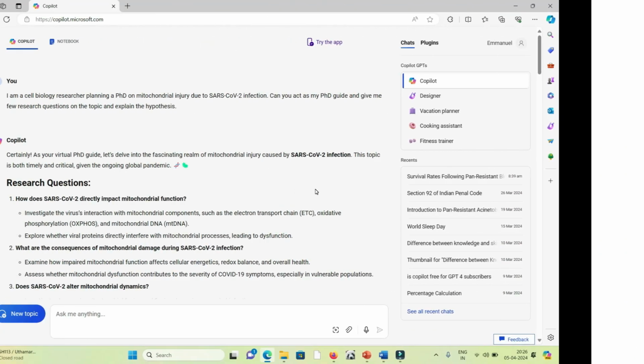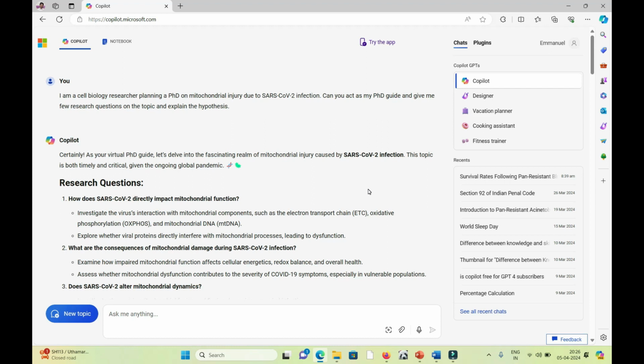Now we are into the COPILOT. So I've actually logged in. You can see my name in the top corner. Now what I've done here is that I've just put the prompt which I have already explained in the initial introduction. So you can see here we have put: I am a cell biology researcher. So we have mentioned who I am. So next, that's the first prompt, who I am.